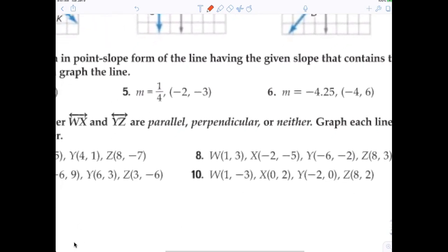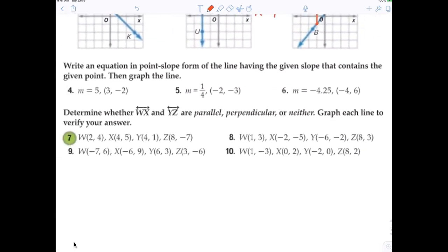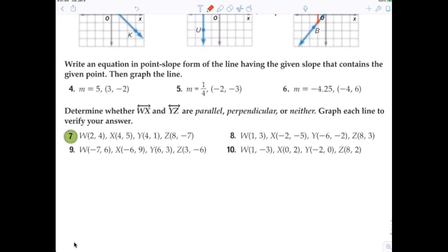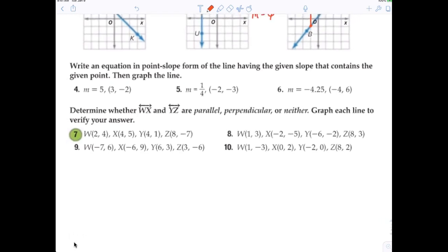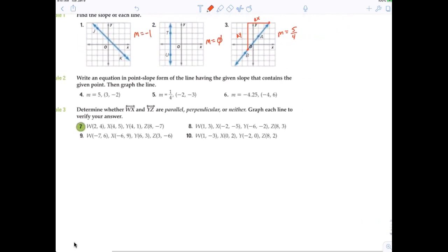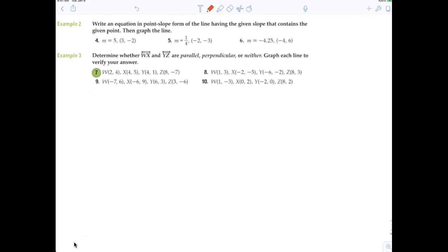Now it says write the equation in point slope form. So it then says graph the line. I'll pass out some graph paper because I do think this is important. It's kind of what you did last week on IXL, so it shouldn't be a big deal. But let's write point slope form.